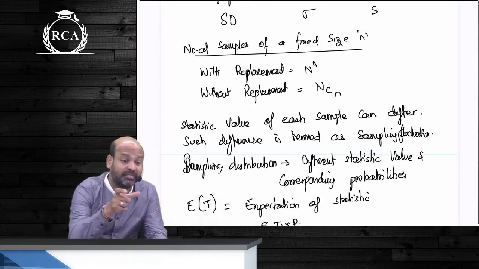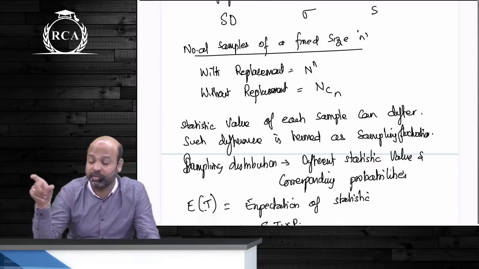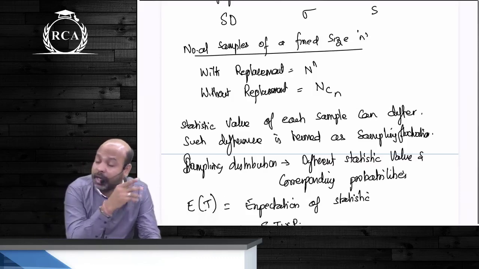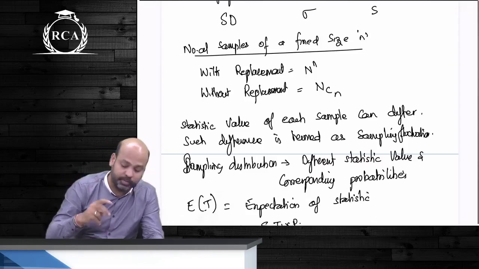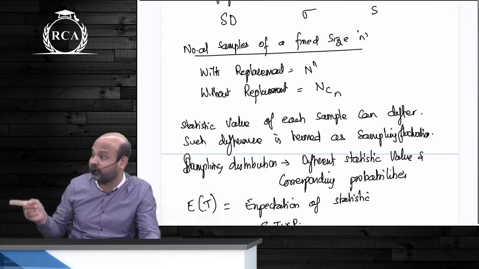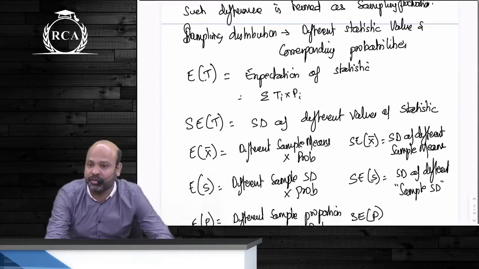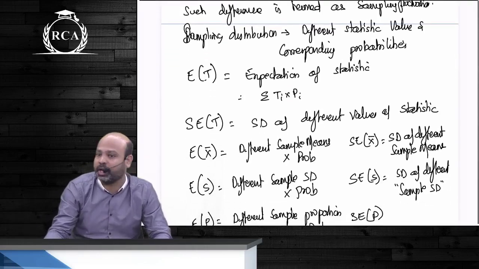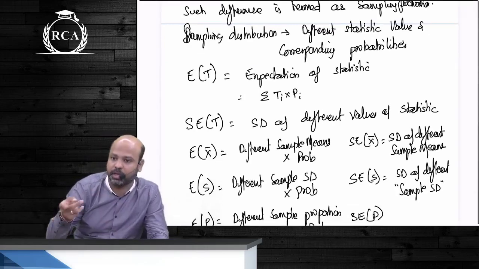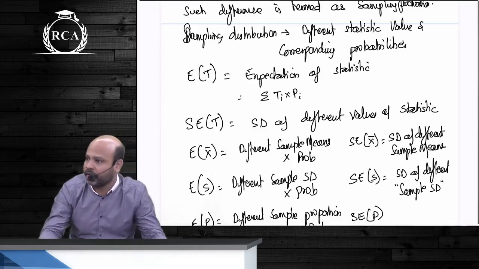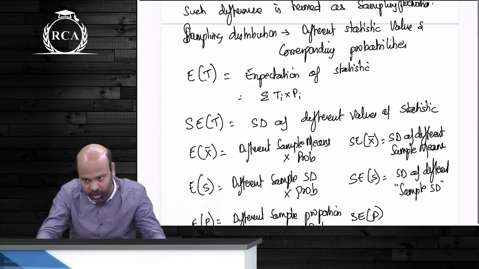This difference in the values of a statistic, guys, of different samples will be called as sampling fluctuation. If you multiply all of the statistic values by the corresponding probabilities, that will be called as the expectation of statistic. If you compute standard deviation of the different values of statistic, it will be called as standard error. So we can compute expectation of sample mean, we can compute standard error of sample mean, we can compute expectation of sample standard deviation or standard error of sample standard deviation.